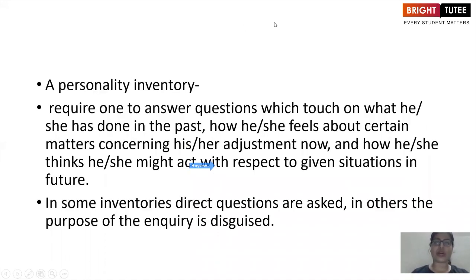I'll be discussing with you a couple of personality inventories. First, let me tell you what exactly a personality inventory is. When we talk about a personality inventory, it has sub-tests in it which are trying to assess a particular person's personality. It requires one to answer questions which touch upon his past, his present, and how well he is adjusted in his present, and how this person whose personality you are trying to assess will act with respect to given situations in future.